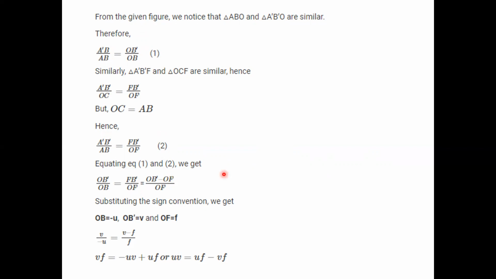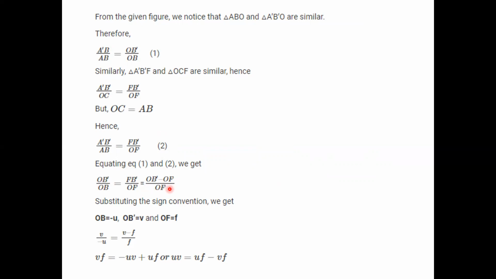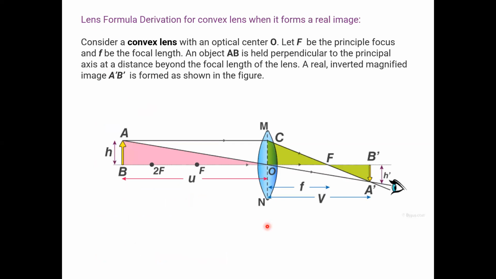Now what is FB dash? See here, what is FB dash here? FB dash means OB dash minus OF. So here I am writing this OB dash minus OF. So what is OB dash? OB dash is nothing but the image distance. What is OF? OF is nothing but the focal length. And what is OB? OB is nothing but the object distance. Now we'll use the sign convention. See here, U is on the left side, so it will be negative, and F and V will be positive.